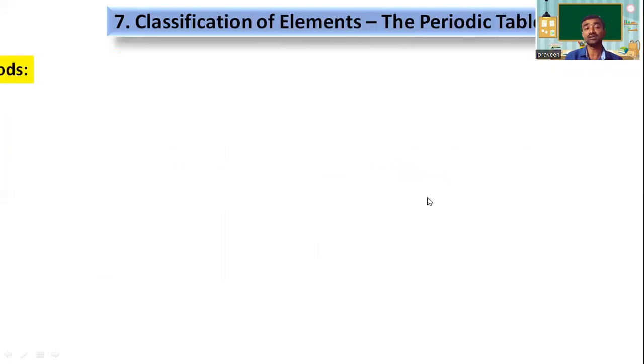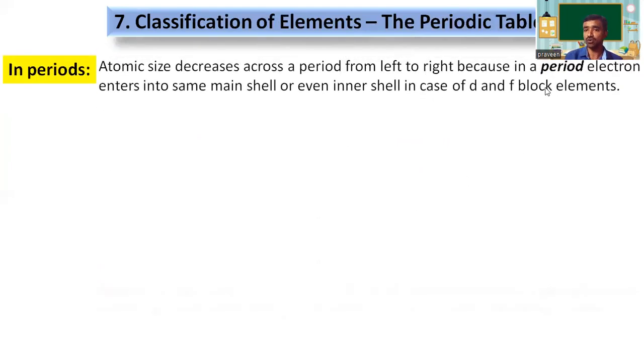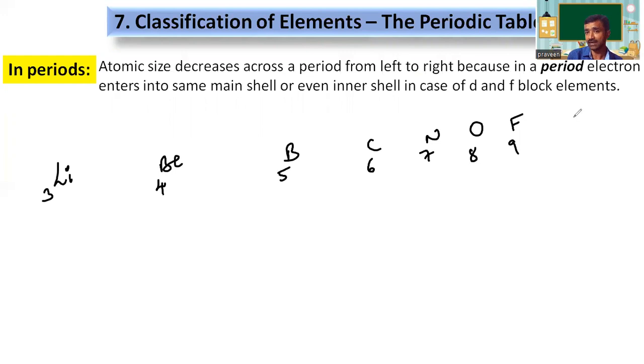Next, the variation in periods. Atomic number increases within a period as we move from left to right. For example, lithium atomic number is 3. The next element is beryllium, atomic number 4. Boron, atomic number 5. Carbon, 6. Nitrogen, 7. Oxygen, 8. Fluorine, 9. And neon, 10. Can you observe the outermost shell for these elements?